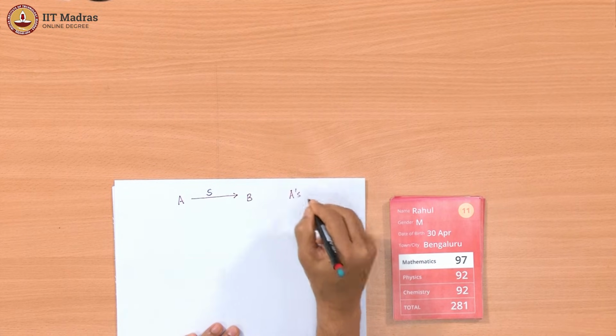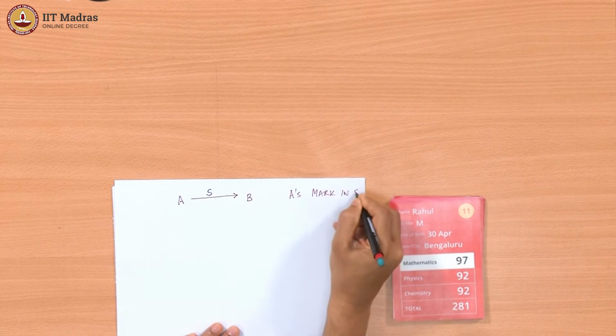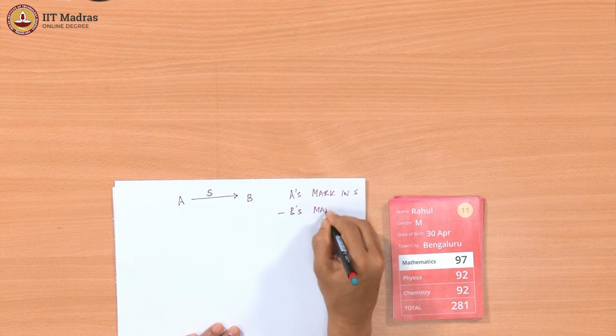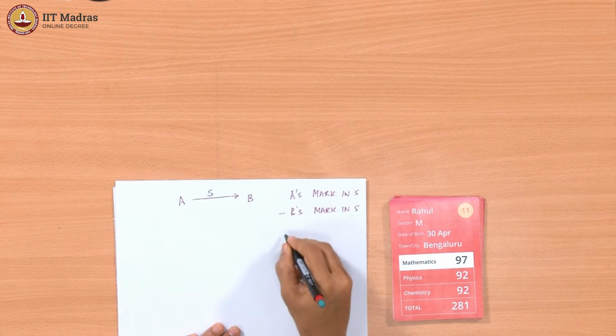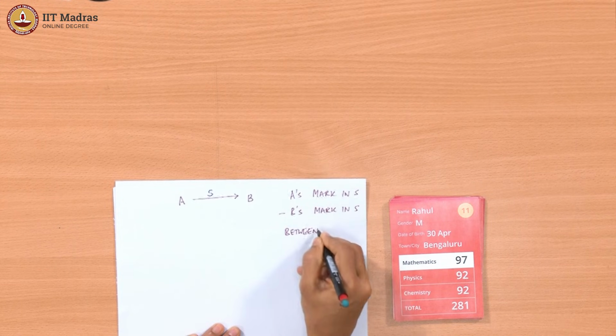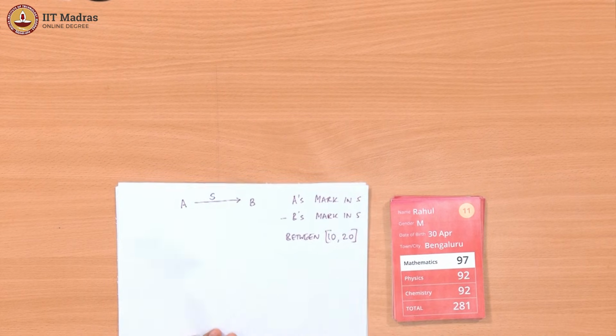A's mark in S, where S is the subject, minus B's mark in S. So the difference, basically, should be between 10 and 20 inclusive. It can be 10, 11, 12, 13, up to 20. It should be at least 10 because there should be some substantial gap between the two, A must know more.